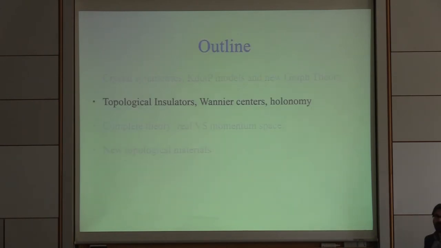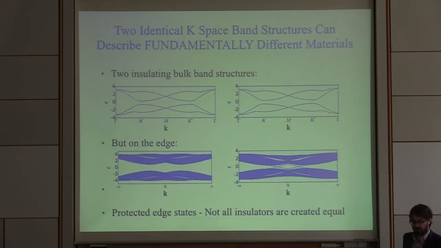Okay, so now that actually gives you all the bands you can have in nature, for at least the non-magnetic groups. And so now those bands can be topological or trivial. How do we know which ones are topological? Well, the way we know which ones are topological is by enumerating the ones that are trivial. So again, two insulators are not created equal: same bulk band structure, different edges.